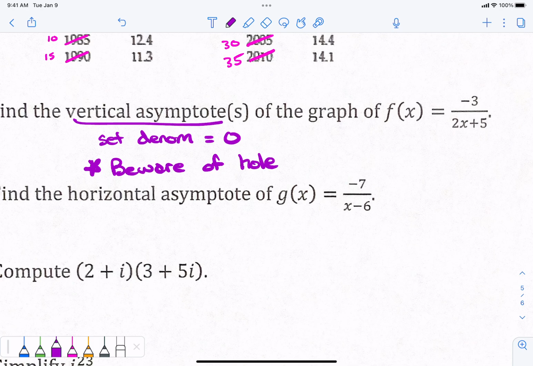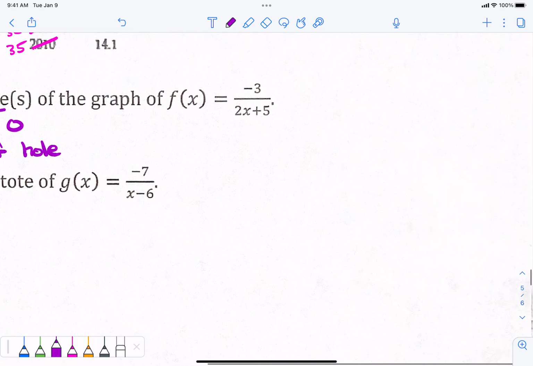Does that make sense? Okay. When do you know it's a hole? When the top and the bottom cancel out.